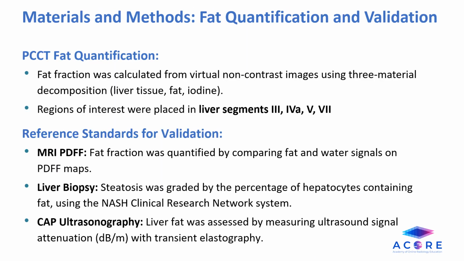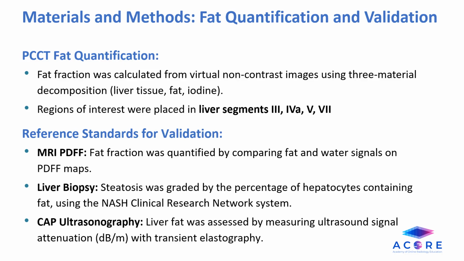Now let's talk about how the liver fat was measured. So on PCCT, the regions of interest were placed in liver segments 3, 4A, 5 and 7. They used the three material decomposition, which is a technique that separates iodine, the liver tissue and the fat based on their attenuation profiles. This is how the virtual non-contrast images were created, that is by mathematically removing the iodine signal from the contrast enhanced scans.